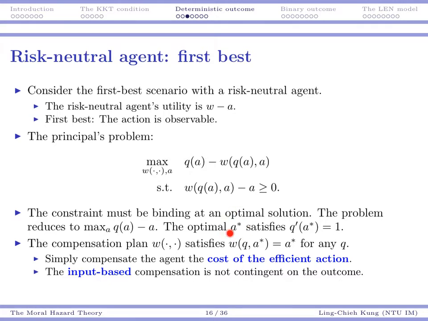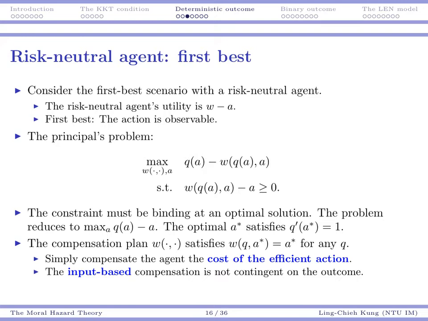The optimal effort can be directly solved as A star, and we know A star satisfies Q prime of A star equals 1. That's the first order condition of the objective function. And then our compensation plan. Okay, you have a lot of freedom, but anyway, all you need to do is to make sure that when the agent takes the efficient effort level, he also gets paid enough to cover his cost. Then he will be willing to stay, right? So all we need to do is to simply compensate the agent the cost of the efficient action.